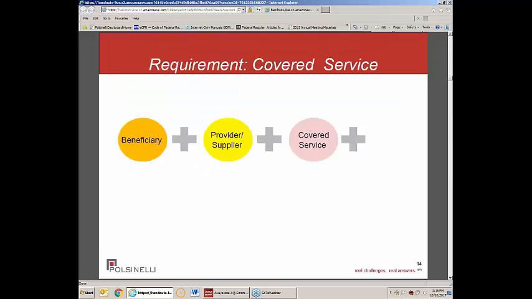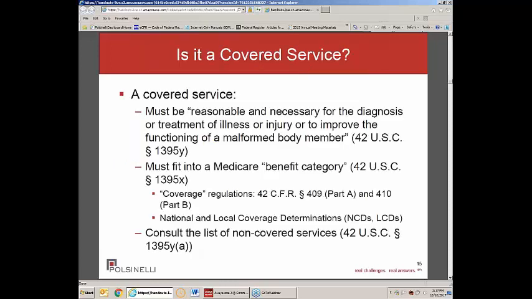Okay, and then the third requirement here is that you have a covered service. We're going to go into a lot of detail about the individual services within all of Parts A, B, C, and D. But if we have a Medicare beneficiary and a properly enrolled provider or supplier, then the next requirement is that it's generally a covered service. And the baseline for a covered service is that it's reasonable and necessary. If the particular item or service isn't medically necessary, there's no coverage for it and no payment.